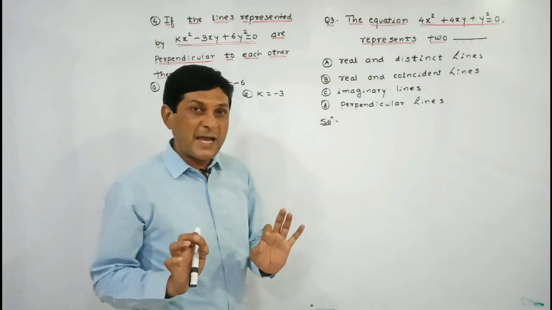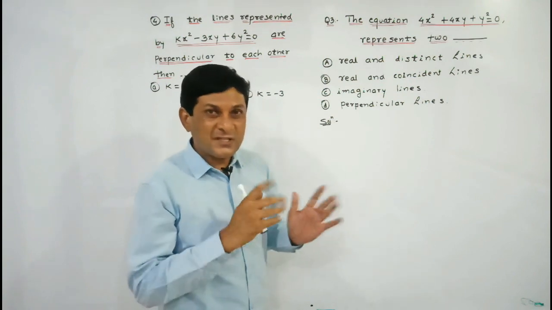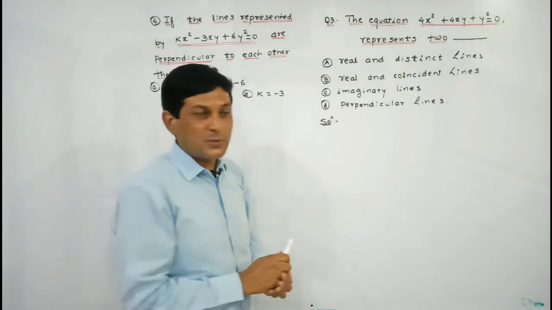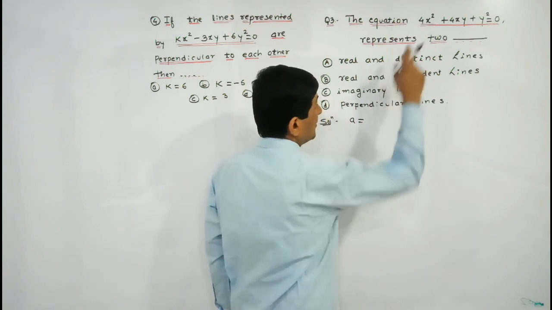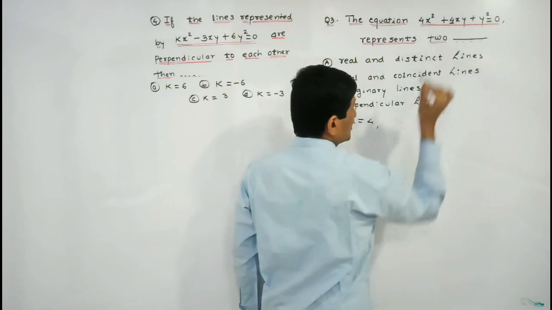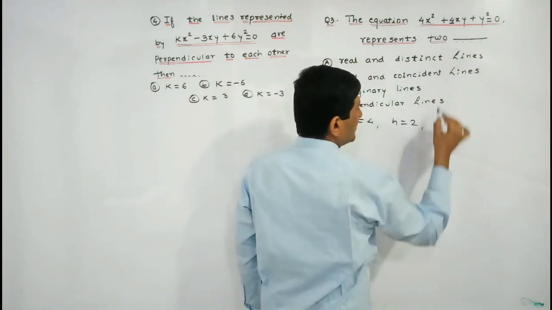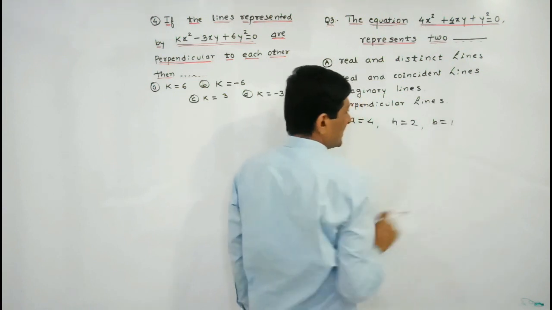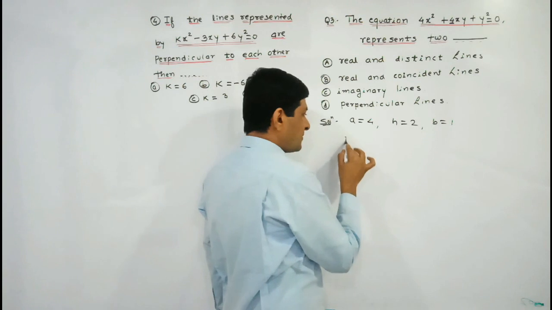So nature of lines always depends on the value of what? h square minus ab. So first let us try to find out the value of h square minus ab. Here we can observe that a is equal to 4, and 2h is equal to 4, which means h is equal to 2, and b is equal to -1.